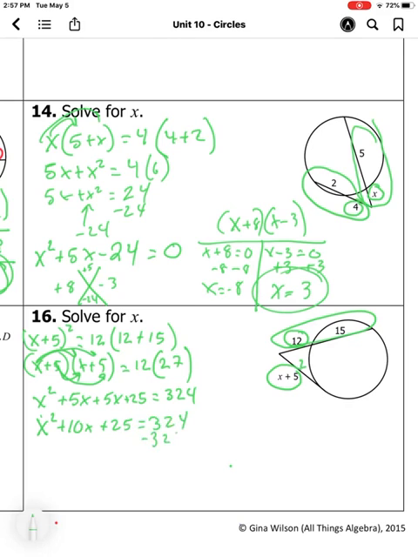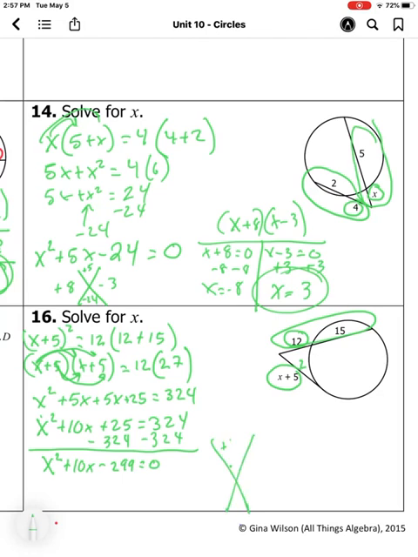I subtract 324. I subtract 324. I have x squared plus 10x minus 299 equals 0. Right, so I'm going to have to find two numbers that add up to positive 10 and multiply to negative 299. I'll save you guys the suspense. We have positive 23 and negative 13. Right? So I set it up as x plus 23 times x minus 13. I solve for each of these.